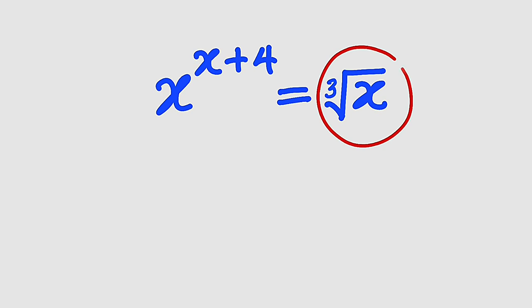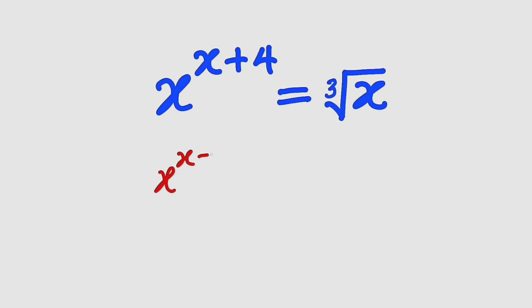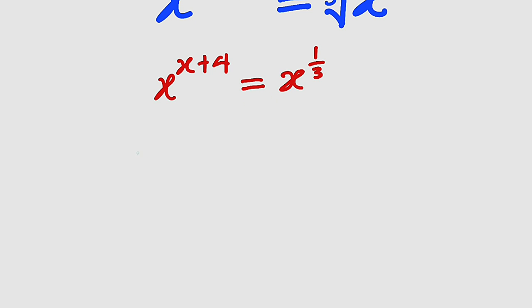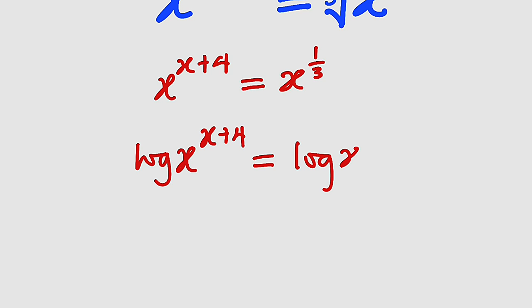Let me rewrite cube root of x as x to the power of 1 divided by 3. So we have x to the power of x plus 4 to the left, and this is equal to x to the power of 1 divided by 3. And from here we can take log of both sides. We have log of x to the power of x plus 4. This is equal to log of x to the power of 1 divided by 3.